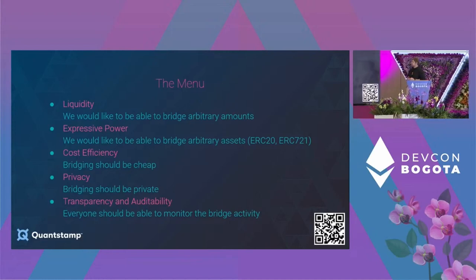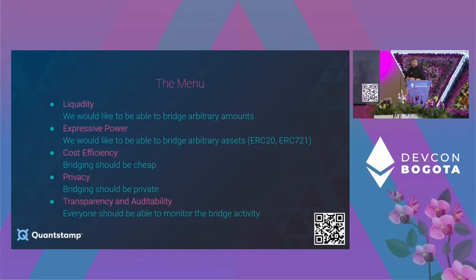The next thing that I like to have is what I call expressive power. So I want to be able to bridge my native assets, that means Ether, but I also want to be able to bridge a bunch of stablecoins and other tokens, right? Maybe NFTs, so all the ERC-20s, ERC-721s, ERC-1155s. What I'm really saying here, I want the bridge to actually be able to perform cross-chain smart contract calls.